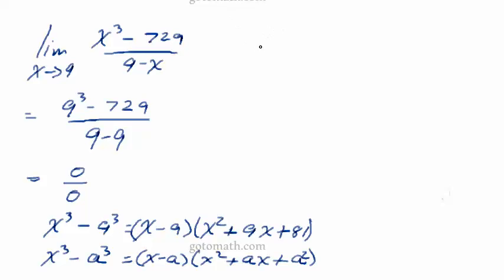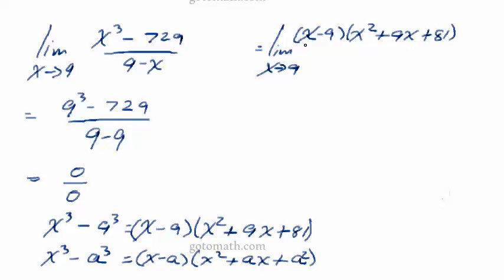Alright, let's get back up here. Let's rewrite this limit, factoring the numerator. We end up with x minus 9 times x squared plus 9x plus 81, all over 9 minus x. Can you see anything we can cancel out? Well, we can. We're going to need to do something to the bottom here, and that is we need to factor out a negative out of this guy in the bottom.